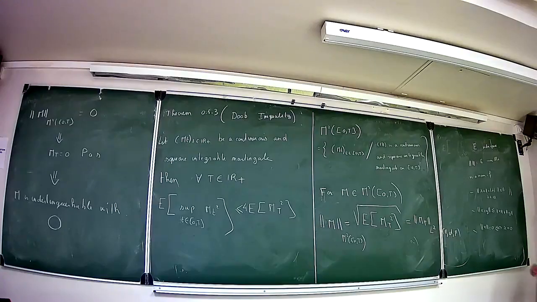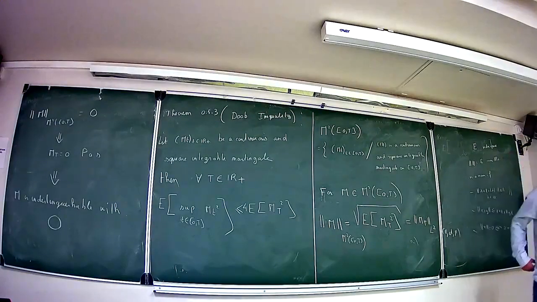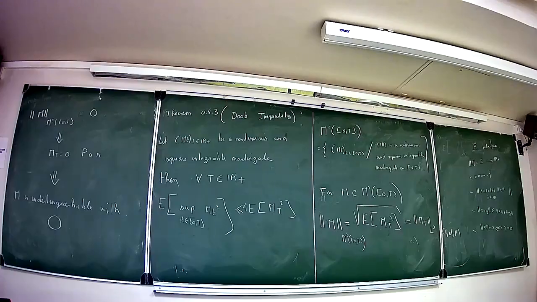Excuse me, I don't understand your last sentence. M is indistinguishable with 0? Yes. It's just the definition I have given to you. X is indistinguishable with Y if the probability of the intersection that X_t is equal to Y_t is equal to 1. Just the definition. So I am indistinguishable with 0.